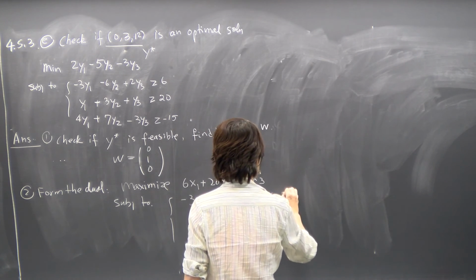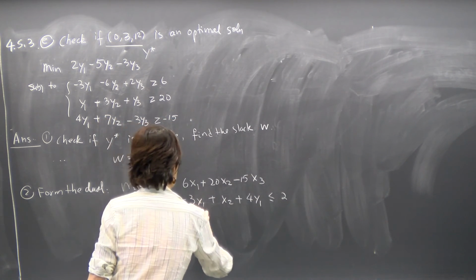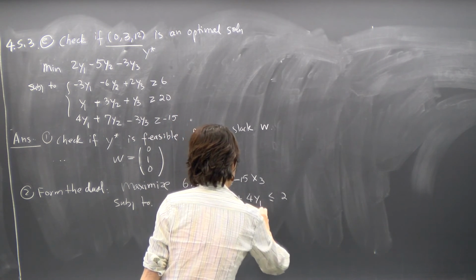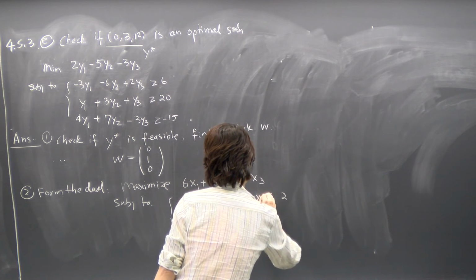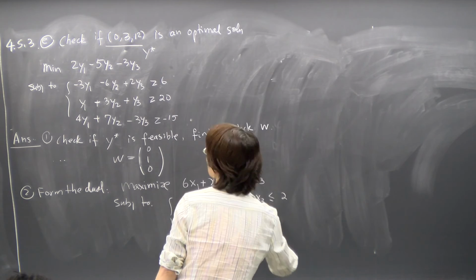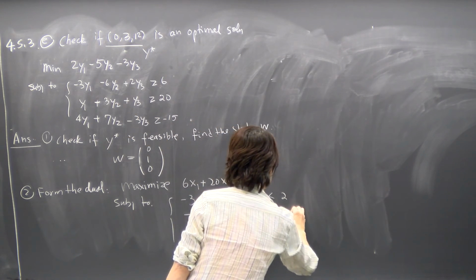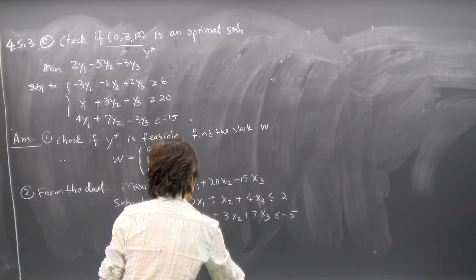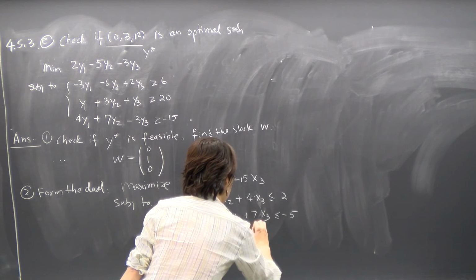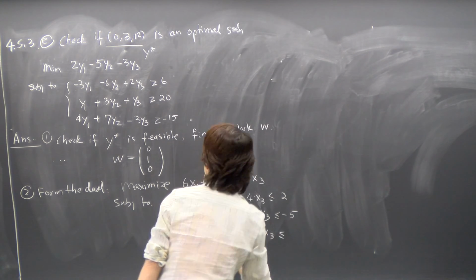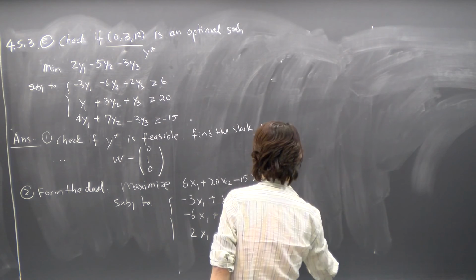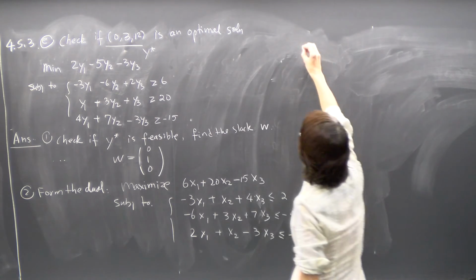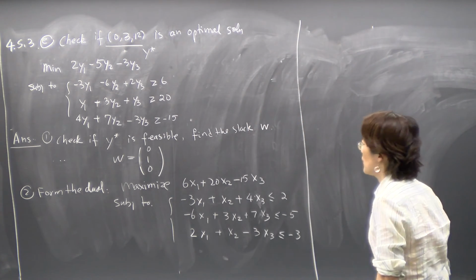Maximize, less than 2, -6 x1 plus 3, 7, less than -5, and then the last is 2, 1, -3, 2, 1, -3, less than -3. Okay, and they're all positive. You have to put that out. Okay, that's the part. You have to form the dual.